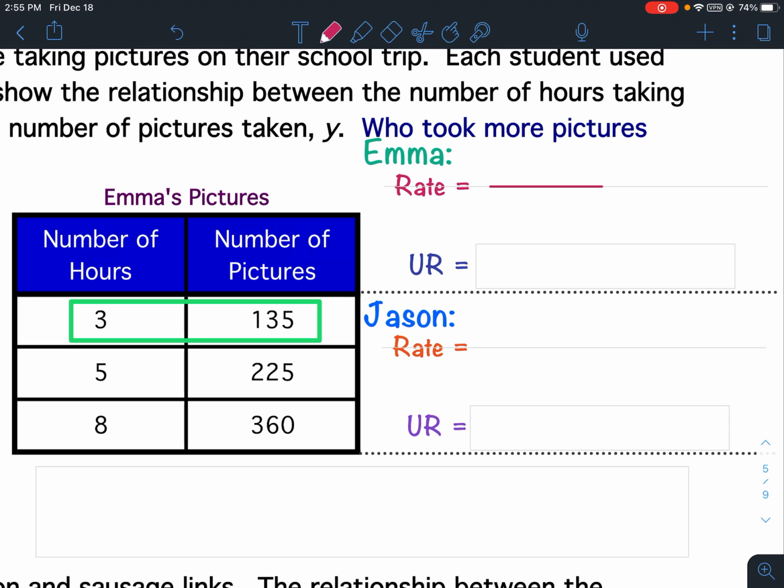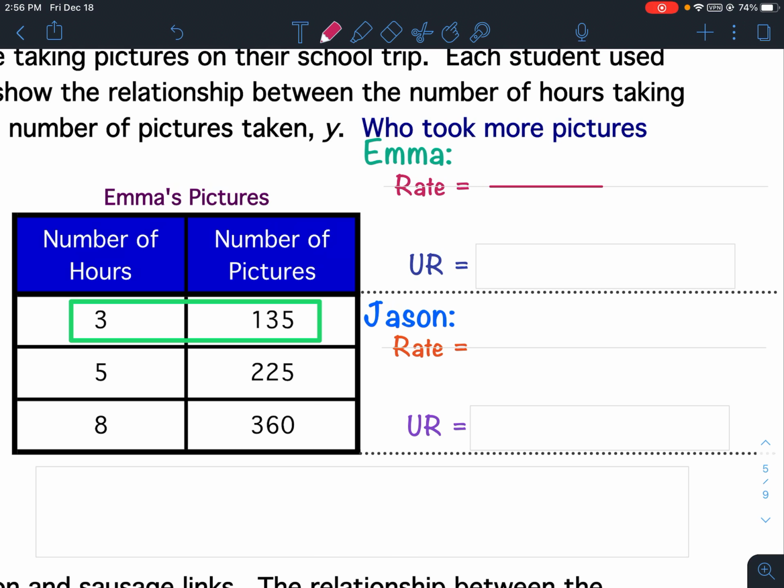So I am going to use the 3 and the 135. You could have used any one of the groups because no matter what, you're going to get the same answer. It's a proportional relationship, so you would get the same unit rate for each. I just like to use the 3 and the 135 because they are smaller numbers.